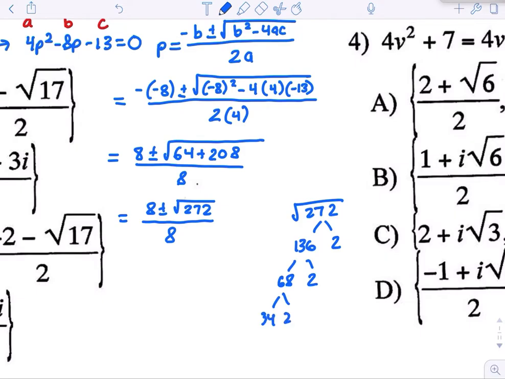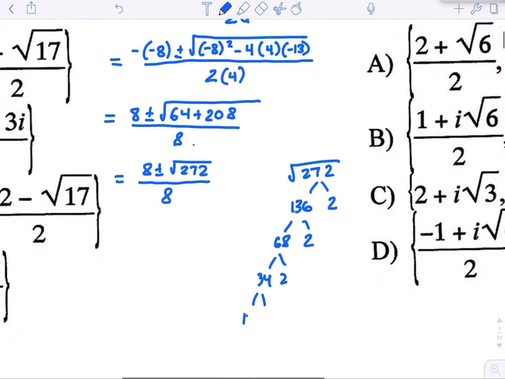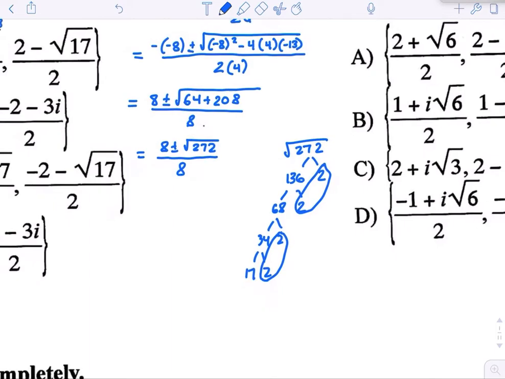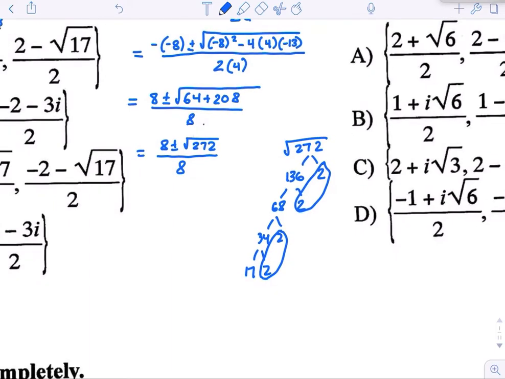34 and 2, and 17 and 2. So there's a pair, and there's a pair. So that means those get to come on the outside of the root, right? Each pair. So we get 2, because that represents one pair, and 2 represents the other. And the leftover is 17.